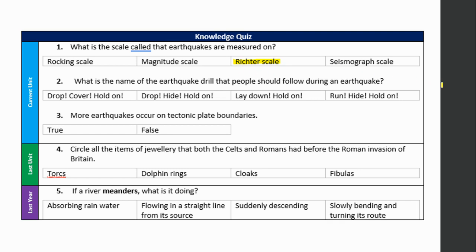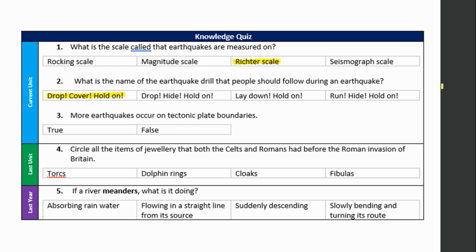Question 2. What is the name of the earthquake drill that people should follow during an earthquake? Is it drop, cover, hold on, drop, hide, hold on, lay down, hold on, or run, hide, hold on? Pause me now. And welcome back. It is the first option, drop, cover, and hold on. So if you'll remember in our last lesson before half term, we looked at a school doing the drill, and the advice is drop, cover, and hold on.